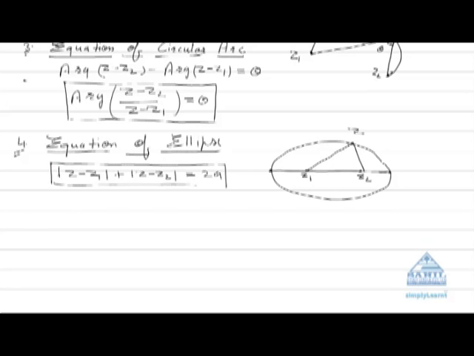But one thing must be clear, that 2a must be greater than the distance between z1 and z2. So modulus of z1 minus z2 must be less than 2a. Got this or not? So this equation can be obtained just by the definition of the ellipse, and you know that the definition is sum of distance from a variable point to the two fixed points is always constant, and those fixed points are the foci, and that constant length is the length of major axis, that is 2a. By the same fundamental, you can find out the equation of hyperbola.